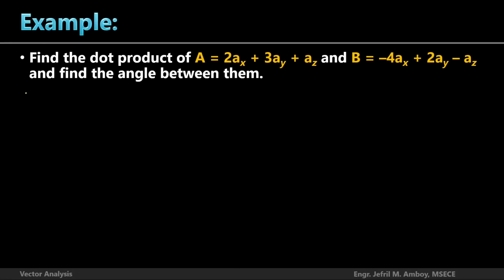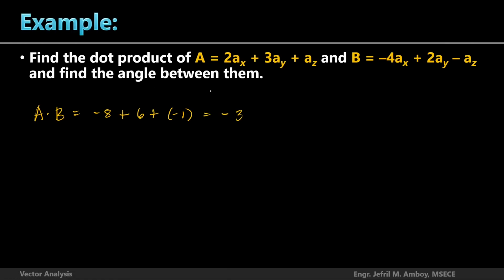First, we will get the dot product. Remember, if you are given two vectors in 3-dimensional coordinates, just like this, to get the dot product, we just multiply the corresponding vector components. So, x to x, y to y, z to z. So, 2 times negative 4, that's negative 8, plus 3 times 2, that's 6, plus 1 times negative 1 is negative 1. So here, we will get negative 8 plus 6 equals negative 2 plus negative 1, that's negative 3. So our dot product is negative 3.